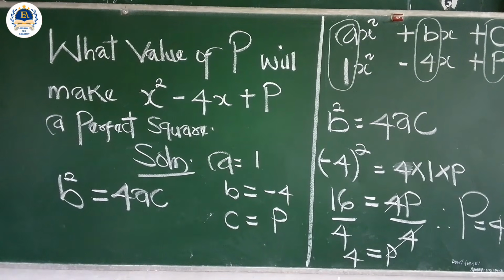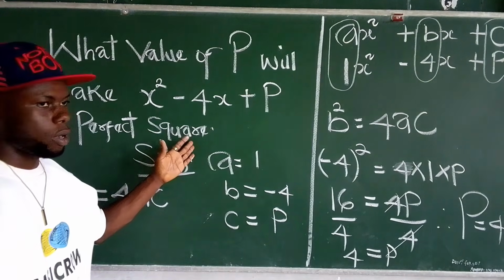So the question is, what value of p would make this expression a perfect square? The value of p must be 4.